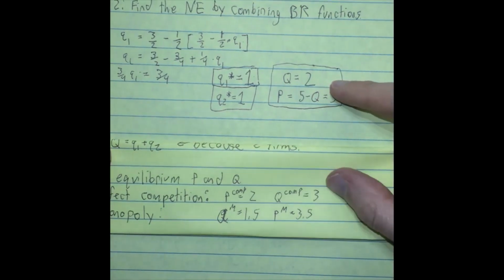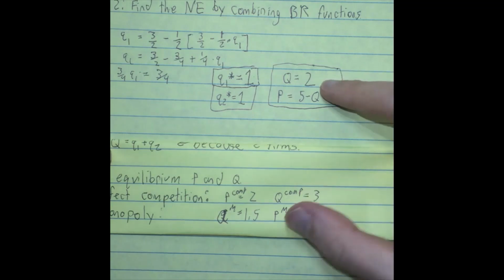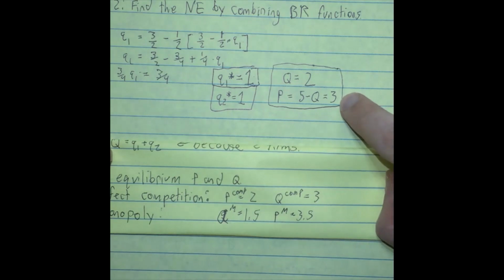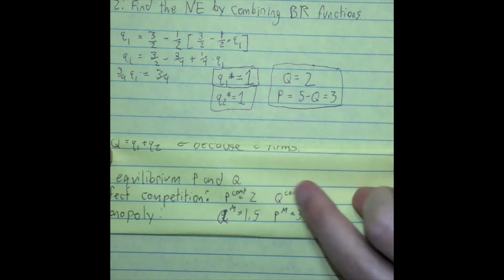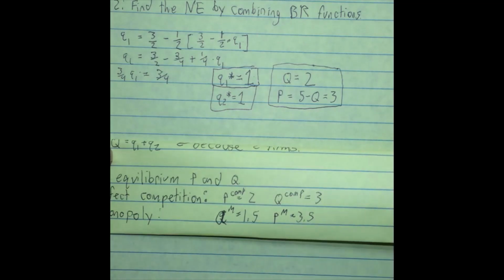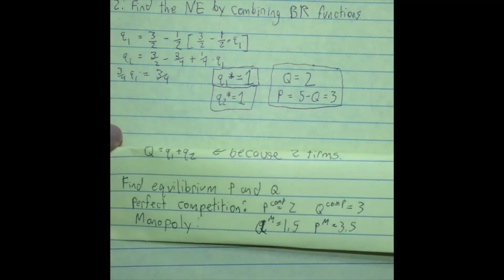Under perfect competition, quantity was 3. Under Cournot, quantity is 2, and under monopoly it was 1.5. We're somewhere in the middle. Same with price: under perfect competition it was 2, Cournot it's 3, monopoly is 3.5. We're somewhere in the middle.